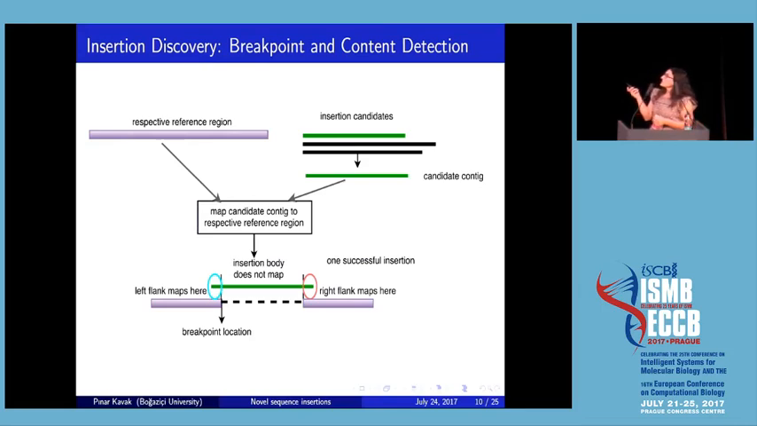Here, our green candidate, which is a successful insertion, is mapped to the respective reference region. Its left and right flanks map reasonably long enough to the reference, and the middle part is the insertion itself, and the end of the left flank's alignment is the insertion breakpoint location.